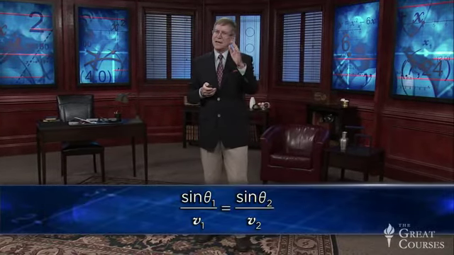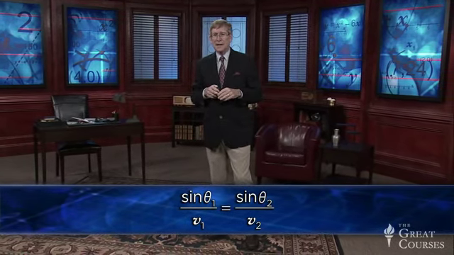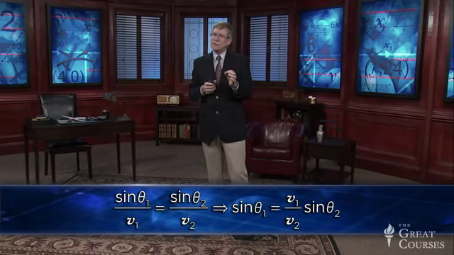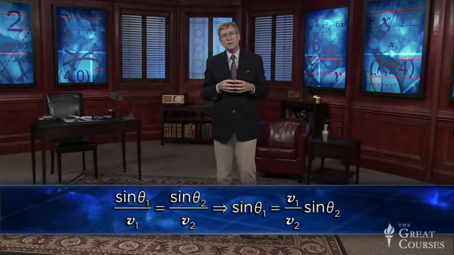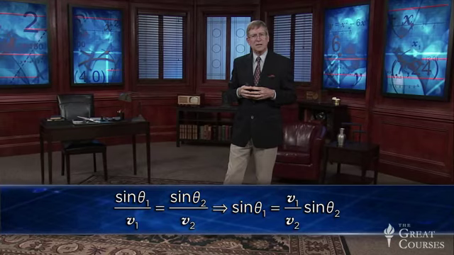As I said, I'm not a great fisherman, but I have been on a boat and observed the phenomenon that the fish is in a different position than I think it is. And we can actually set up a little example here. Snell's law says that sine theta 1 over v1 equals sine theta 2 over v2. If you solve for sine theta 1, you get it equal to v1 over v2 times sine theta 2. So that's an interpretation of Snell's law.